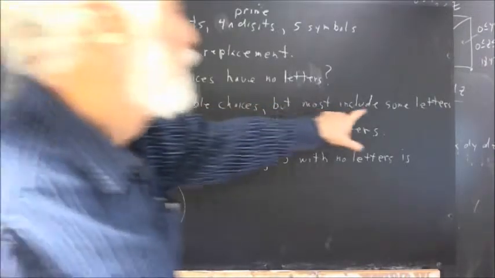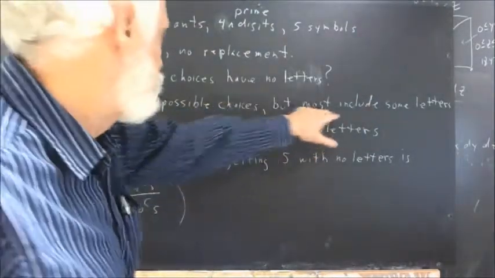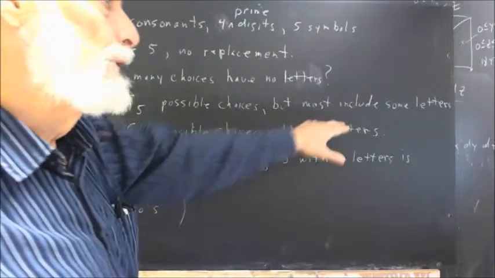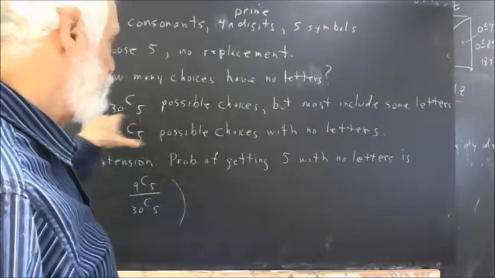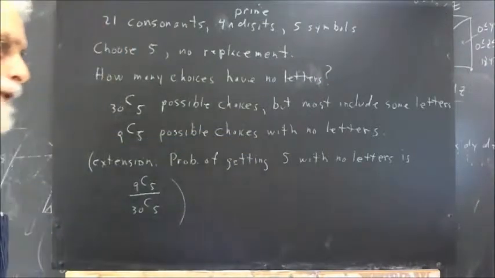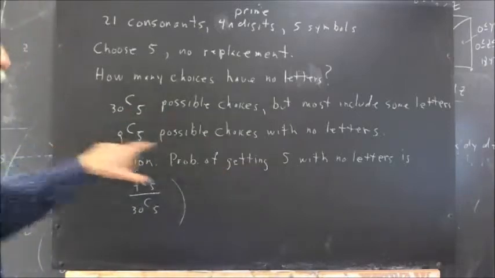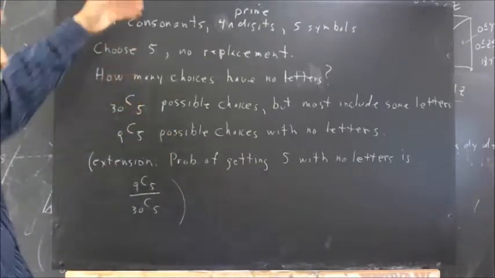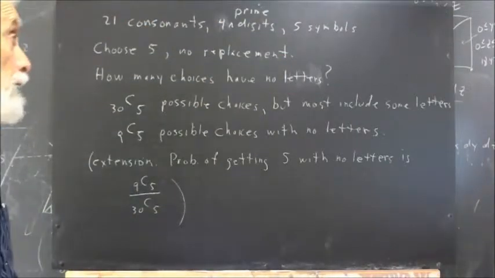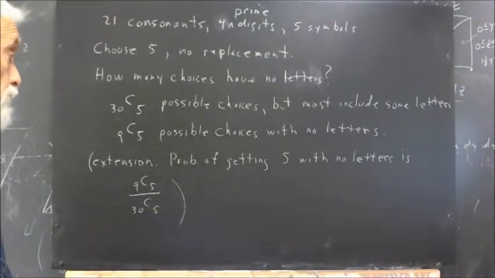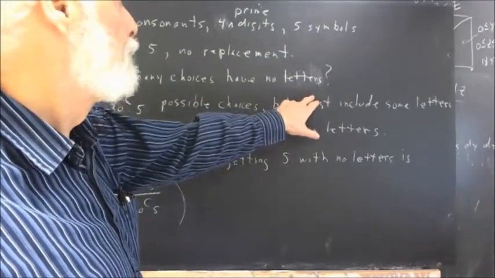Now, most of those include some letters, and what we're after is the choices that have no letters. So this doesn't answer the problem. It's not even really technically helpful in answering the problem. But if we have this thought, it's going to be a little easier than to have the thought that we need in order to write down our solution. So, okay, now the question is, how many choices have no letters?